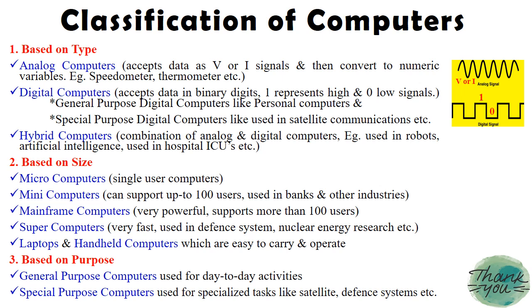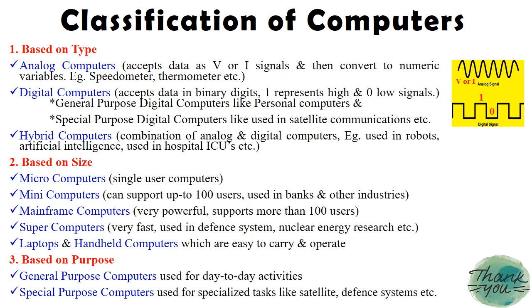The analog computer accepts the data in the form of voltage or current signals and then converts them to numeric variables. These are used to measure speed, pressure, temperature. Speedometer and thermometer are some of the analog computers.